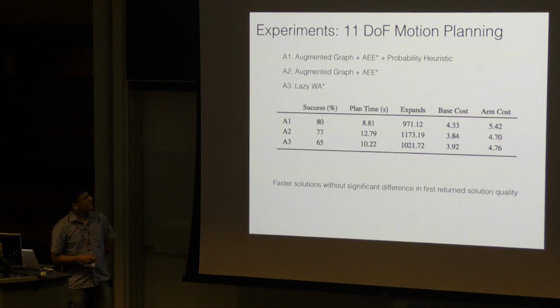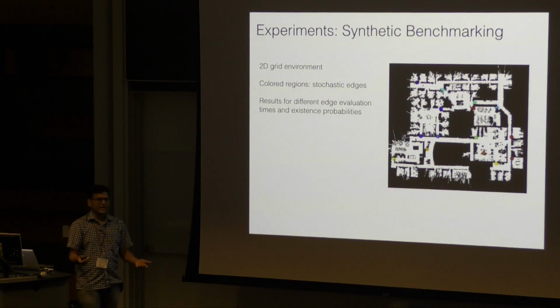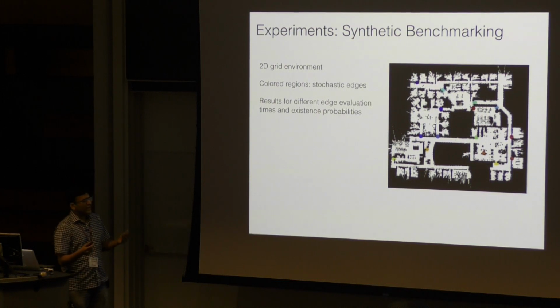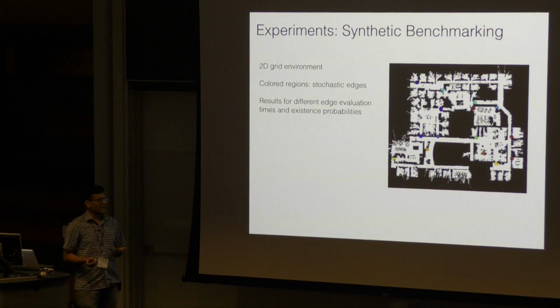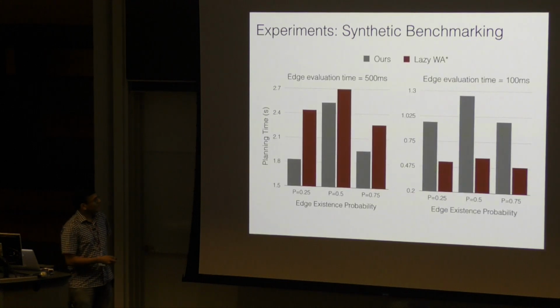And now the second set of experiments we did was on a synthetic domain. So we have a 2D grid world here, and then the colored regions correspond to areas where we have artificially high edge evaluation times. And we test our algorithm in comparison with lazy weighted A star for different values of the edge evaluation time and different edge existence priors. So in this plot, gray corresponds to our algorithm, and the brown is lazy weighted A star. So on the left, I'm showing you the planning time for an edge evaluation time of 500 milliseconds.